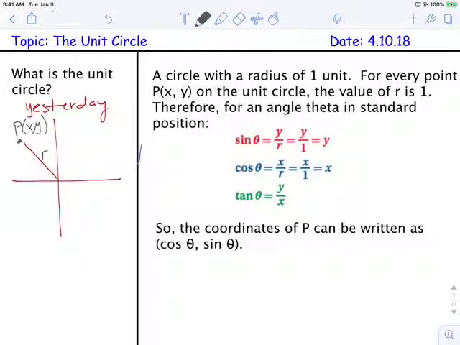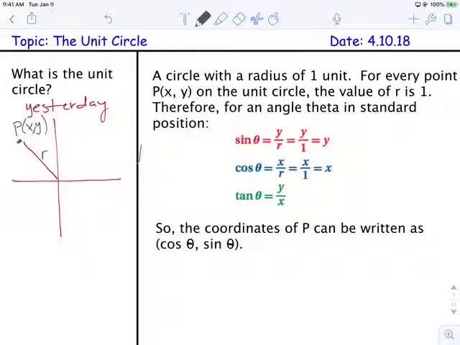Cosine was x over r. Radius is 1. X divided by 1 is x. So that means my y components are going to be sine. My x components are going to be cosine. Tangent is still going to be the same. Y divided by x. Do you see how it relates to yesterday? Okay, good.